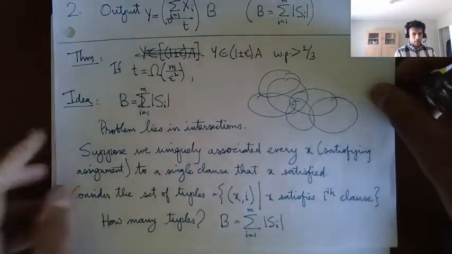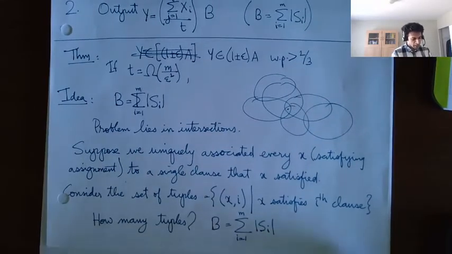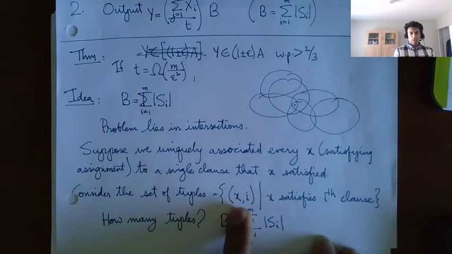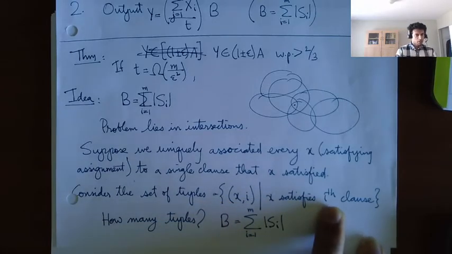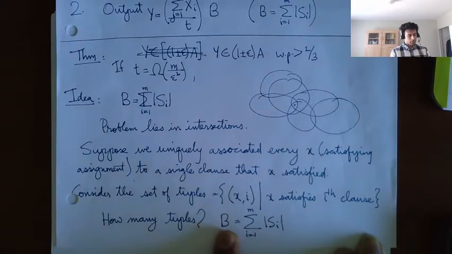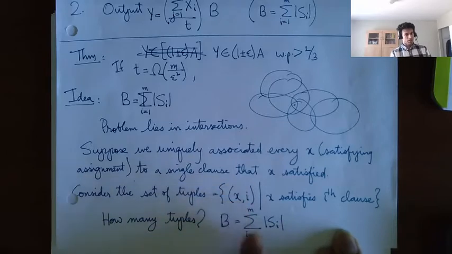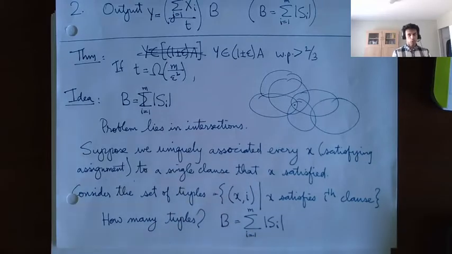Let me talk about the idea. The idea is we construct a set of tuples (x, i), where x is an assignment and x satisfies the ith clause. So the number of tuples is exactly B, right? Because for every i, there are |S_i| choices of x. So there are that many tuples. Moreover, we can sample uniformly at random from this set. The key is that we can sample tuples uniformly at random.